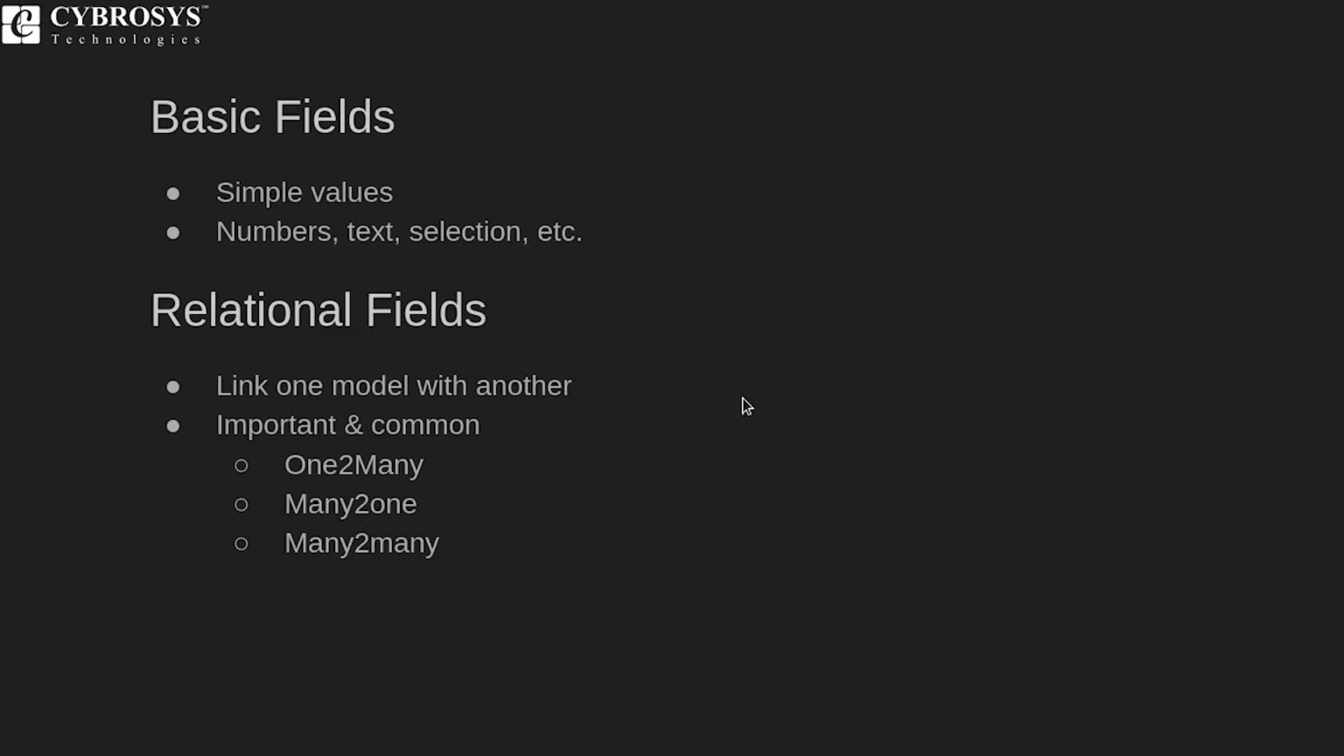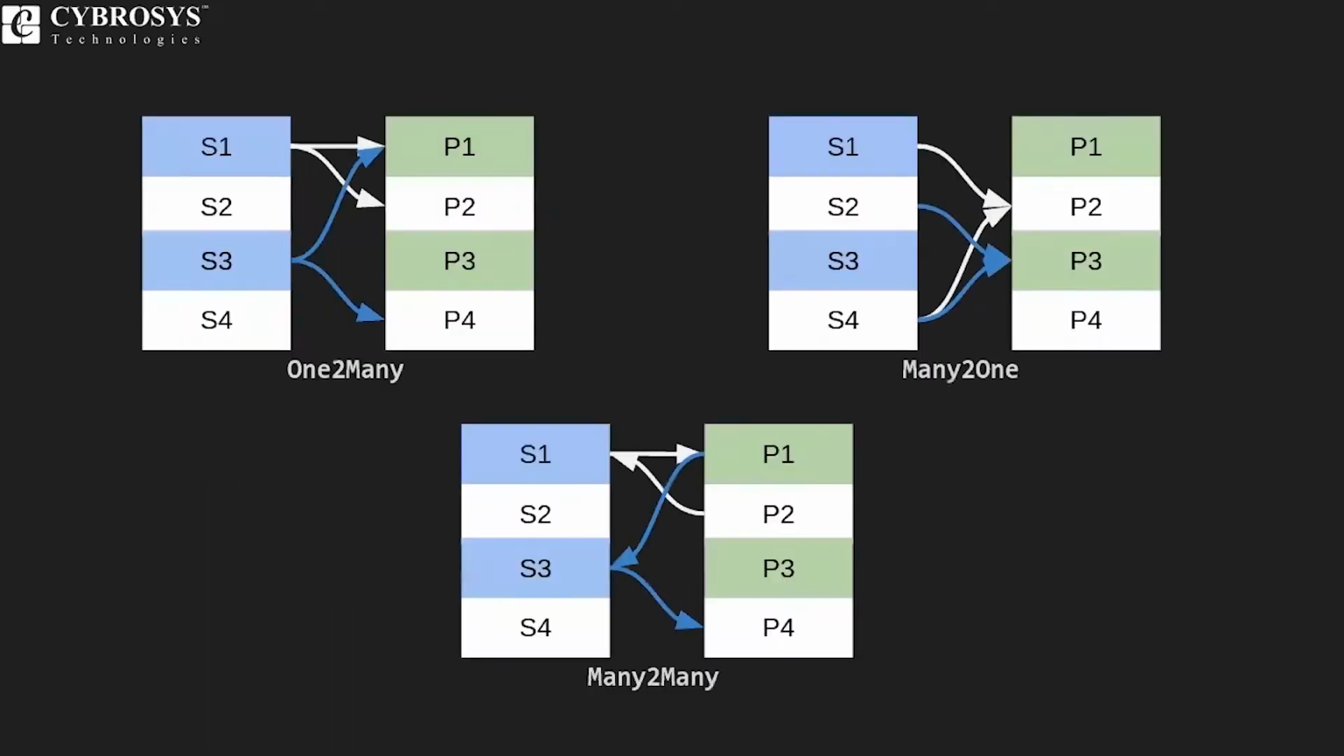Relational fields are the fields which help us to relate one model with another model, and basically we can do that in different types. There are many types like one to many, many to one, and many to many. Let's see that in the next slide. Basically, one to many means one record in one model is related to different other models.